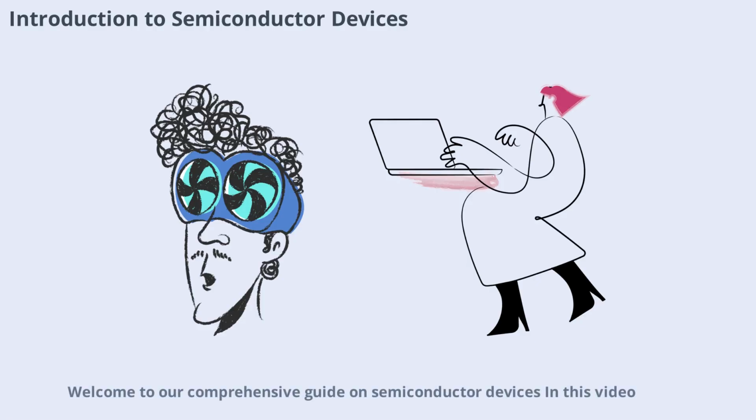Welcome to our comprehensive guide on semiconductor devices. In this video, we'll explore the essential building blocks of modern electronics: diodes, bipolar junction transistors (BJTs), and field effect transistors (FETs). These components are fundamental to circuits, enabling functions like amplification, switching, and signal shaping.